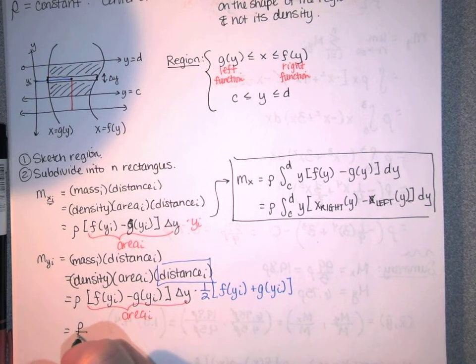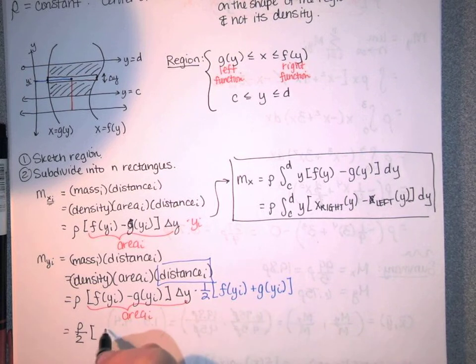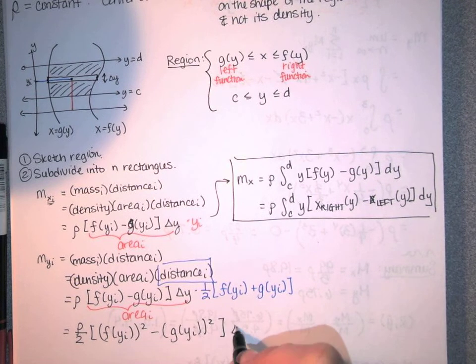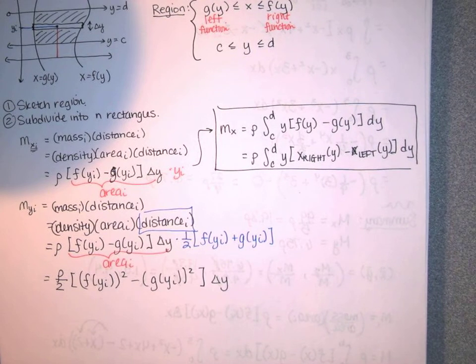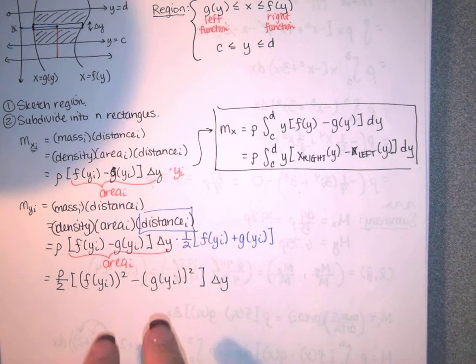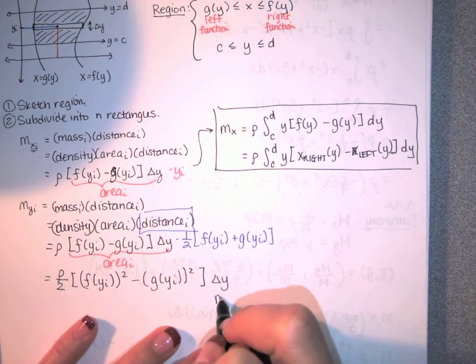You've got rho over 2. F plus g times f minus g is f of y squared minus g of y squared. You can simplify that if you want to. I do when I write down the formulas, but pretty much every time I draw my own picture and calculate these using the picture. So you can go straight to this if you prefer, but you don't have to. I think it makes more sense if I draw a picture.